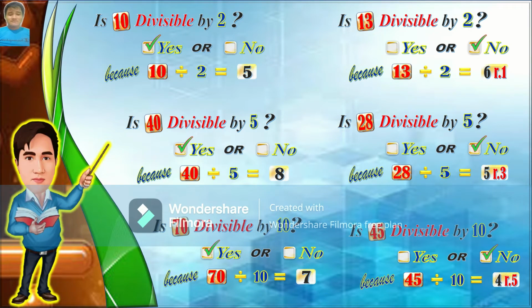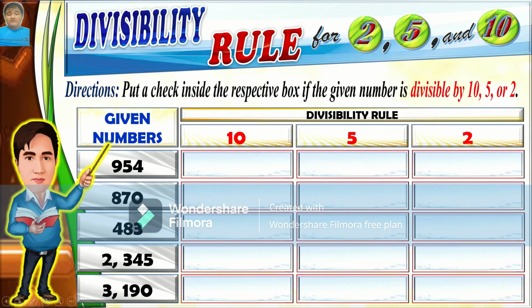Okay, it is quite easy to identify whether the given number is divisible by 2, 5, or 10, especially when it is a simple number or comprises only 1 or 2 digits. But what if we encounter larger numbers comprising 3 or more digits? Like for example, how can we identify if these numbers are divisible by 10, 5, or 2? What should we do?